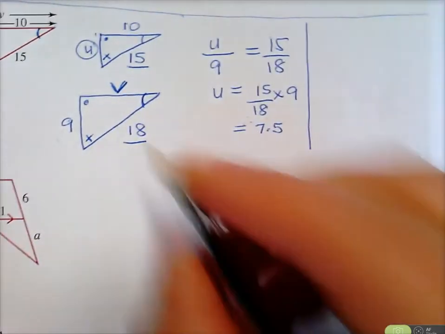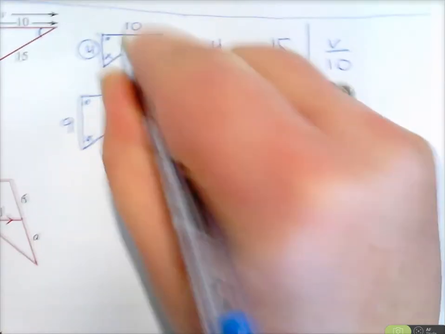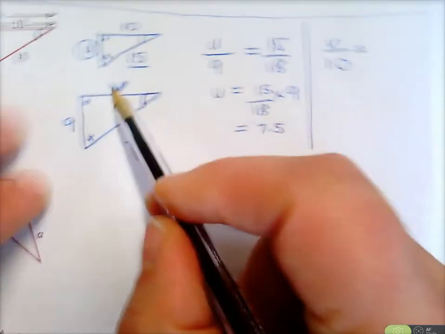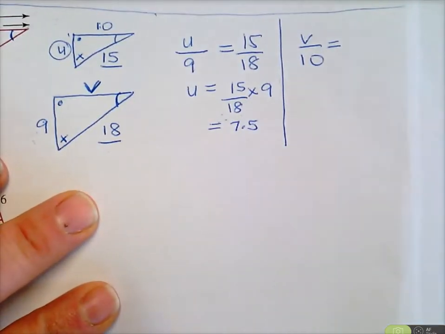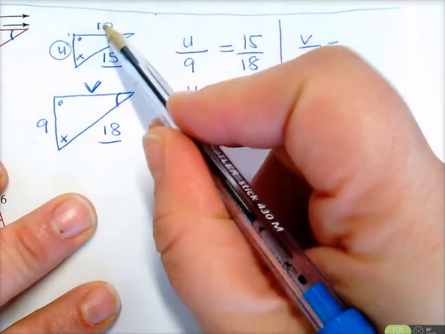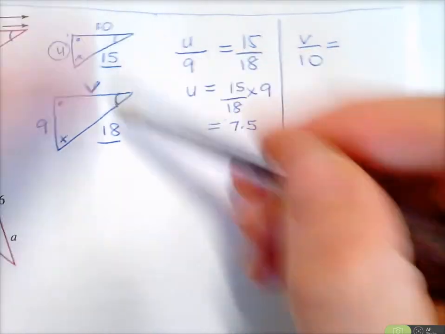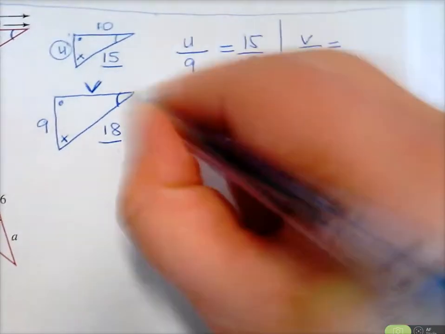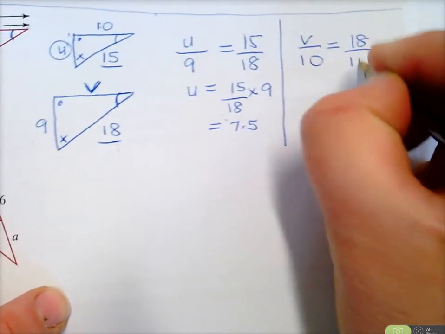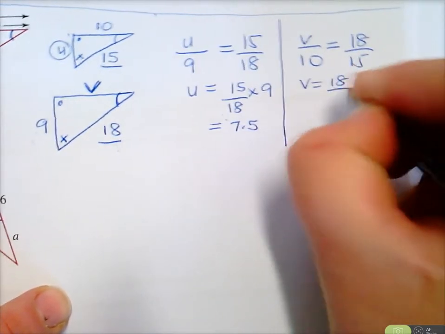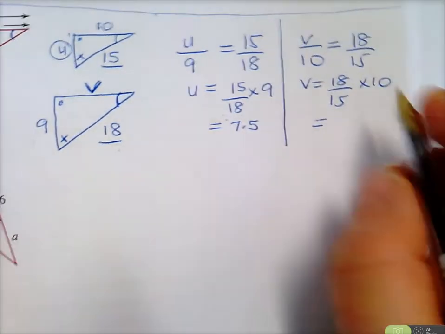What does the V match with? So V over 10, now I'm going from here to there, from bottom to top, equals, which way? V over 10 equals? Yeah, I'm going from bottom to top. Sorry. V over 10 equals 18 over 15. And so therefore V is 18 over 15 times 10, which is, I don't know what.